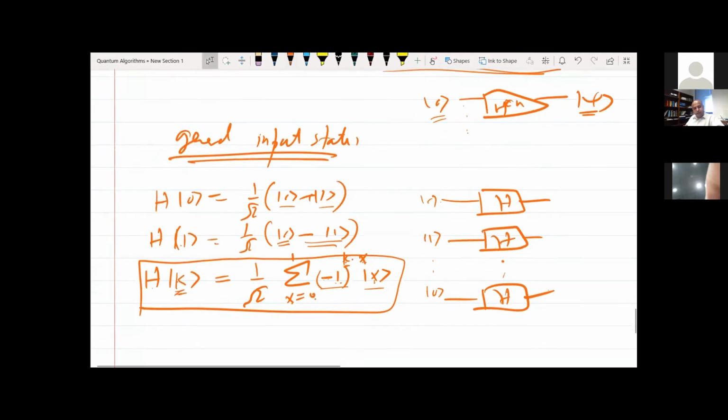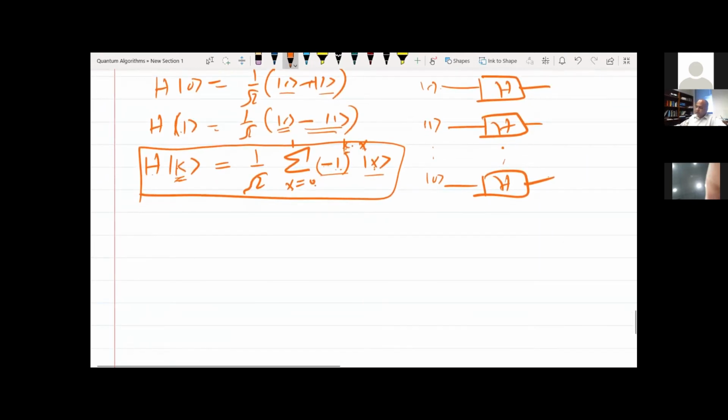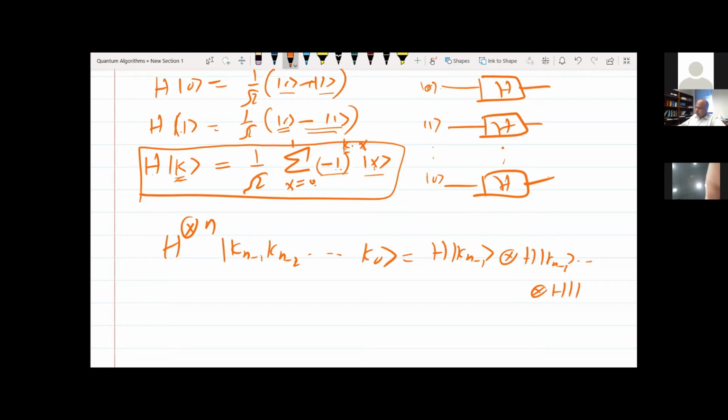So using this, we have a method of finding the Hadamard transform of a general input state. For example, let's now see what happens if I have this n-dimensional Hadamard applied to this state, let's say k_{n-1}, k_{n-2}, all the way to k_0. So this is essentially just Hadamard on k_{n-1}, tensor Hadamard on k_{n-2}, all the way to tensor Hadamard on k_0.